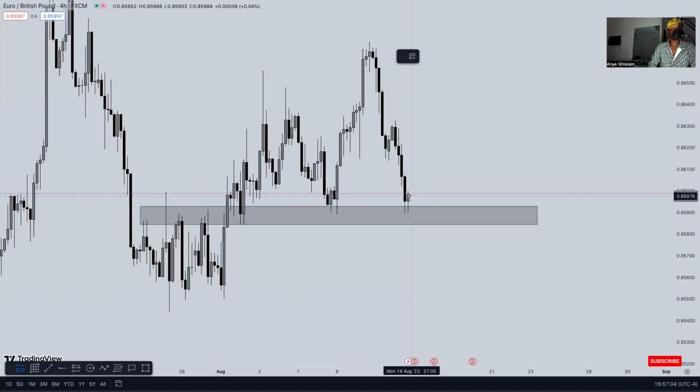Don't enter the market with the fear of losing, but enter the market with the fear of not trading. Because if you have a setup like this one and you don't trade it, it's worse than when you trade it and lose it.